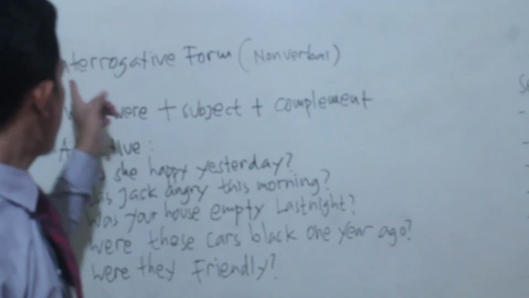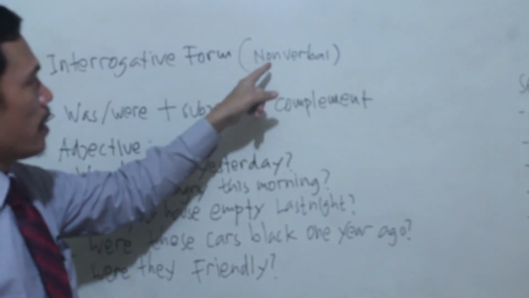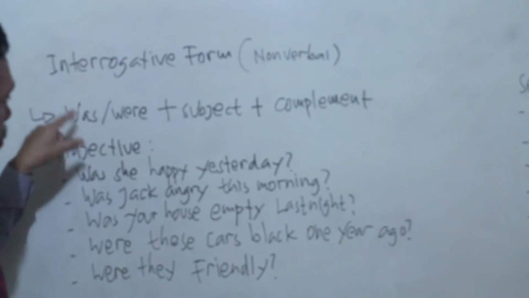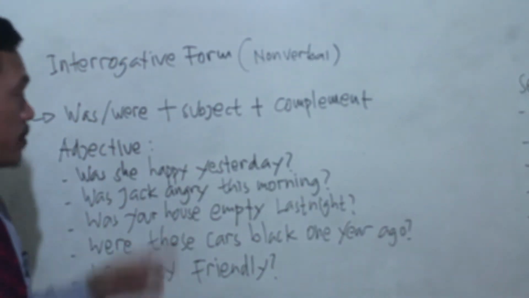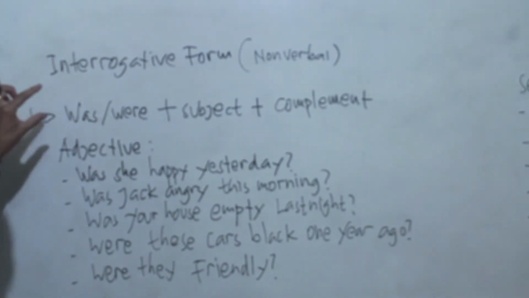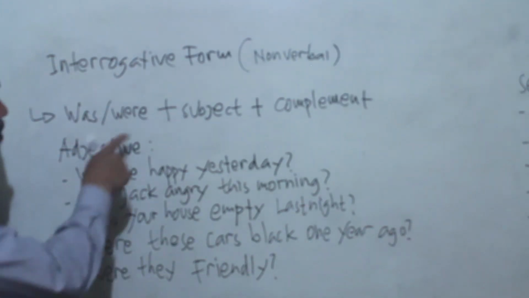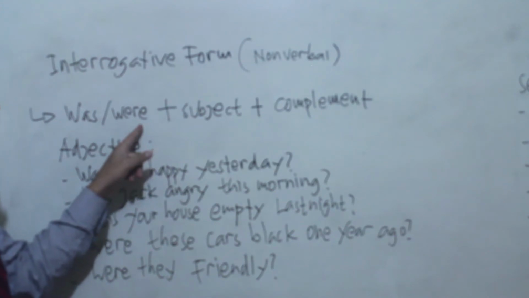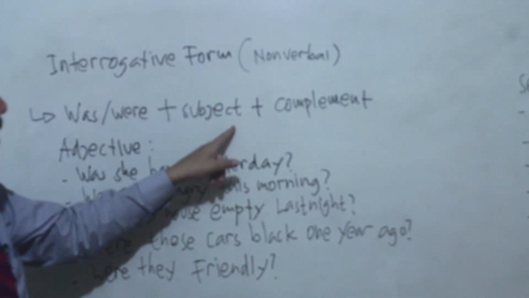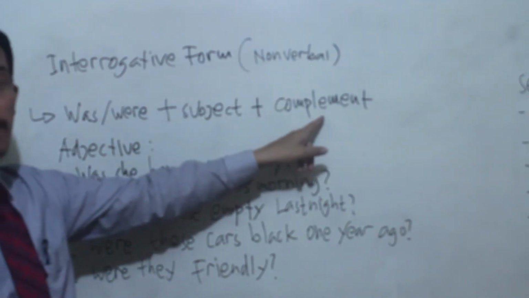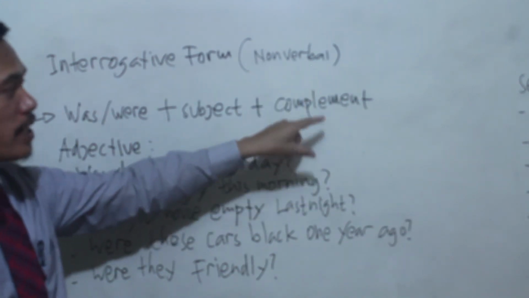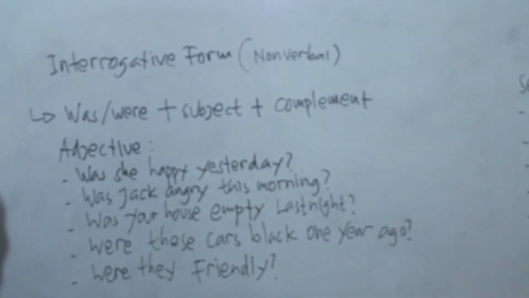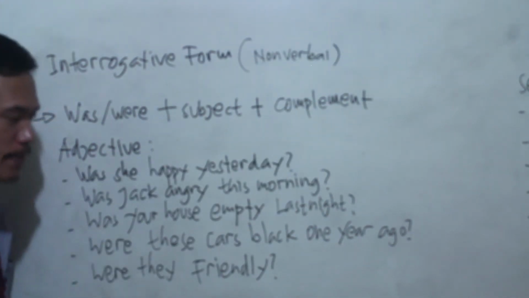Well, when you are making the interrogative form as non-verbal in simple past tense, we have to be based on this formulation. We put the be in front of the sentence, like was and were. After that it is followed by the subject, and then followed by the complement. The complement can be a noun, a place, or a time.